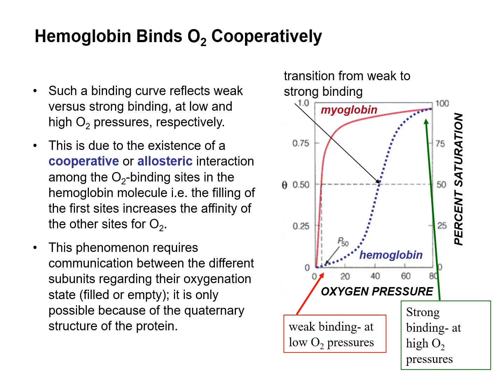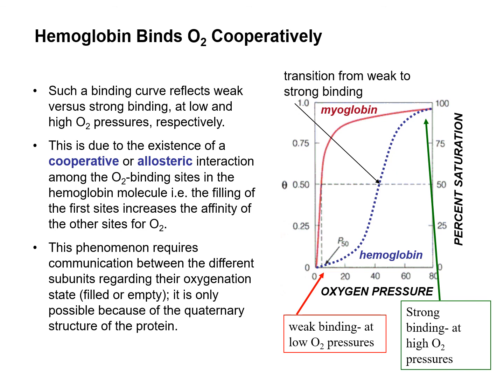And this phenomenon requires communication between the different subunits regarding their oxygenation states, either filled or empty. When either one of them happens, it affects the other by conformational change, and there's communication between them to sequentially or cooperatively change all of those subunits within the hemoglobin. And it is only possible because of the quaternary structure of the protein. So myoglobin cannot achieve that because it has only one polypeptide. It only happens between the four subunits working cooperatively.